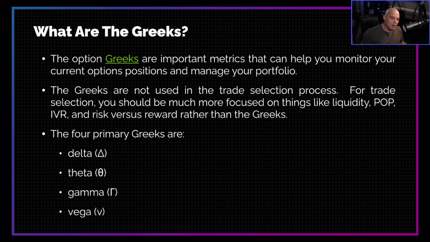For the trade selection process, you really should be much more focused on other things like liquidity, probability of profit, implied volatility rank, risk versus reward, and things like that. Those are the metrics that really determine whether that new trade you're thinking about putting on is worth it or not. The Greeks, again, are used after the trade is put on to help monitor the position.